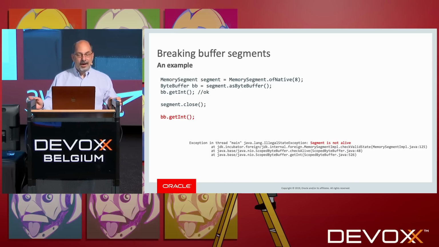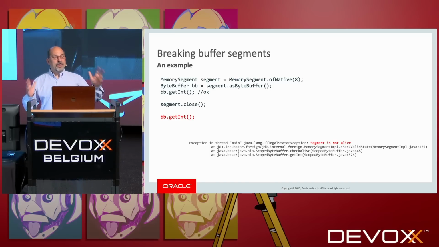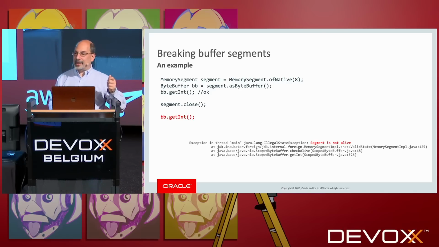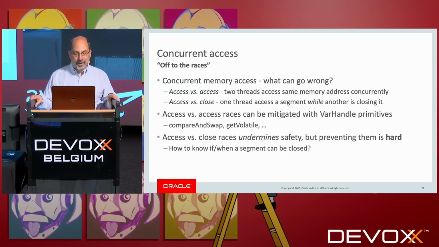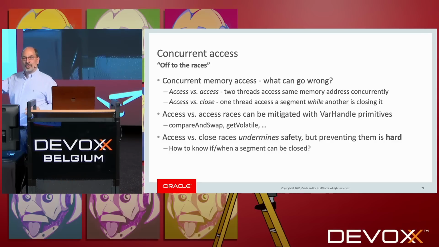So if I take a memory segment and I wrap it with a byte buffer, and then I close the underlying segment and I try to access through the byte buffer, yay, I get the appropriate error message, which means that I'm getting all the safety I get from the memory segment API plus the behavior of the byte buffer API. So this is in pretty good shape. There's a couple of things to work on in the future.